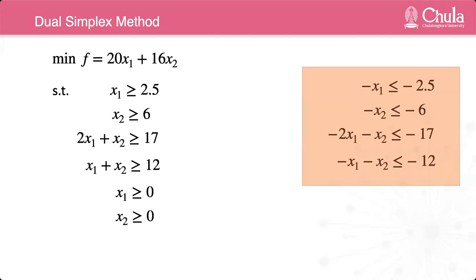What is it? The primal problem is to minimize 20x1 plus 16x2, and we have constraints.